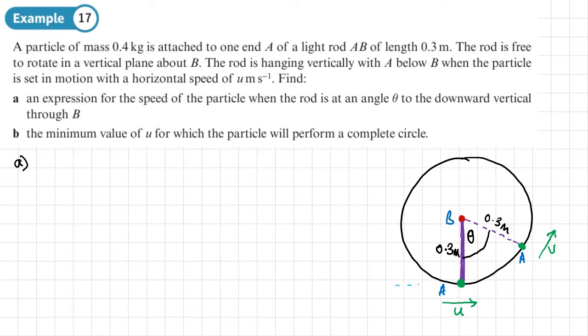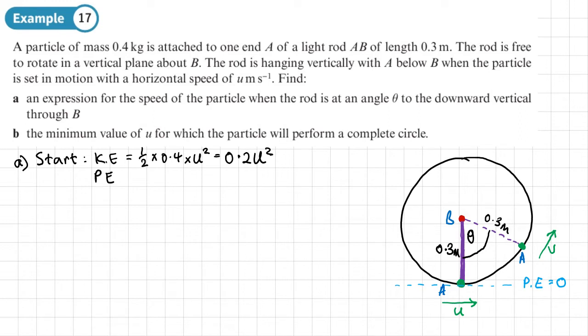So just like before, we're going to take the lowest point of the circle, where potential energy is 0. So let's work out the energy at the start, at the bottom. My kinetic energy is going to be half m times the speed squared, which is u squared, so I can simplify that to 0.2 u squared. And the potential energy at that point is 0. Let's look at the energy at the finish, at this point here. The kinetic energy is going to be half m v squared, which I can simplify to 0.2 v squared.